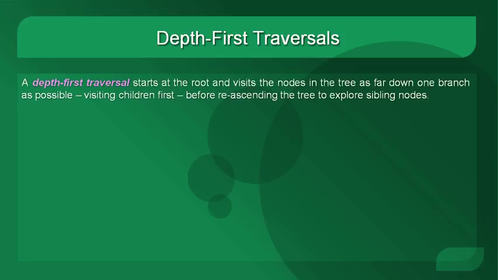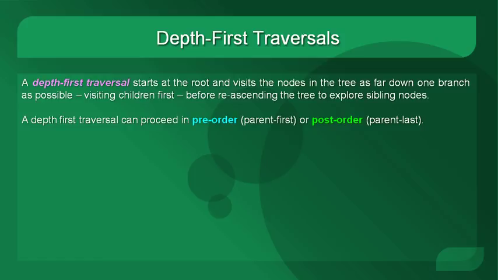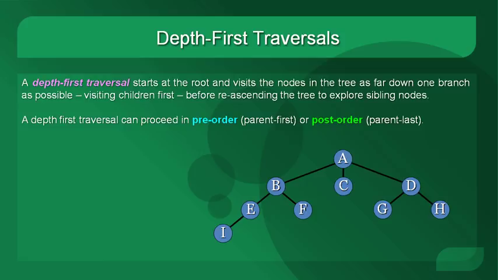A depth first traversal starts at the root and visits the nodes in the tree as far down one branch as possible, visiting children first before reascending the tree to explore sibling nodes. In a depth first, we can proceed in pre-order, where the parent is visited first and then children are visited last, or in a post-order, where we visit first the children and parents are visited last. So let's consider this tree and let's perform a pre-order traversal.